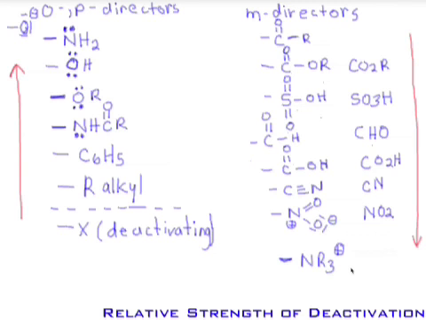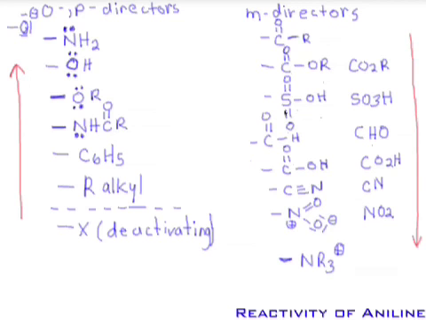What we need to do now is begin examining each group and try to rationalize why we get direction in the way that we do. Now, we're going to begin by taking a look at the reactivity of aniline. And there are two things we have to explain. One is reactivity and one is orientation of attack.